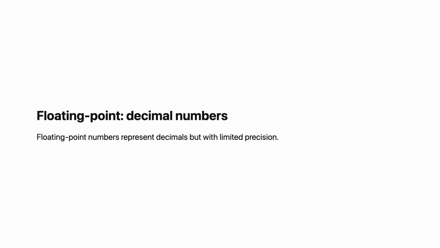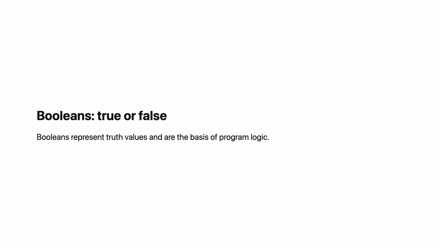Booleans represent truth values, true or false, nothing else. Is the user logged in? True or false? Is the number positive? True or false? Did the operation succeed? True or false? Booleans are the foundation of logic in programs. Every condition, every branch ultimately evaluates to a Boolean.